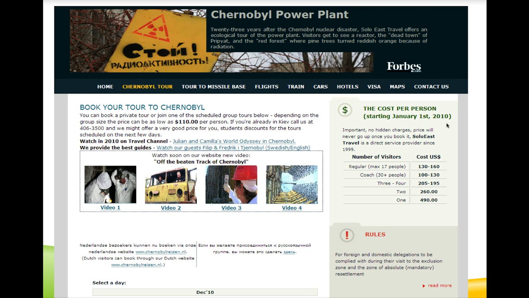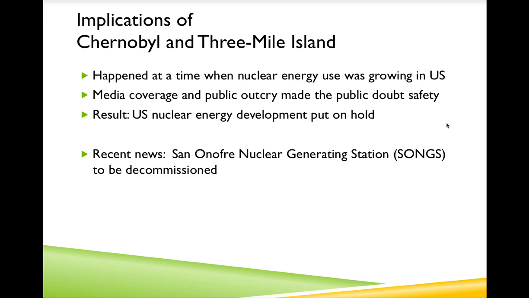So if you want to go see Chernobyl, there is a fantastic way to go and do it if you're ever in the area. So implications of Chernobyl and 3 Mile Island, and more recently the power plant partial meltdown at Fukuyama in Japan.